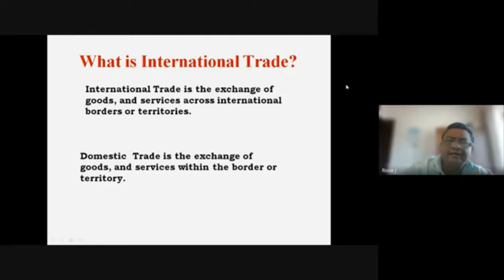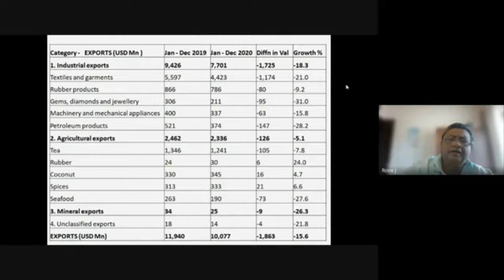I hope it's clear. I explained to you. Now see, don't worry about these figures, adding and calculating and remembering. There is nothing to remember; it is only for you to have an idea. See, on exports, in US dollars, millions.